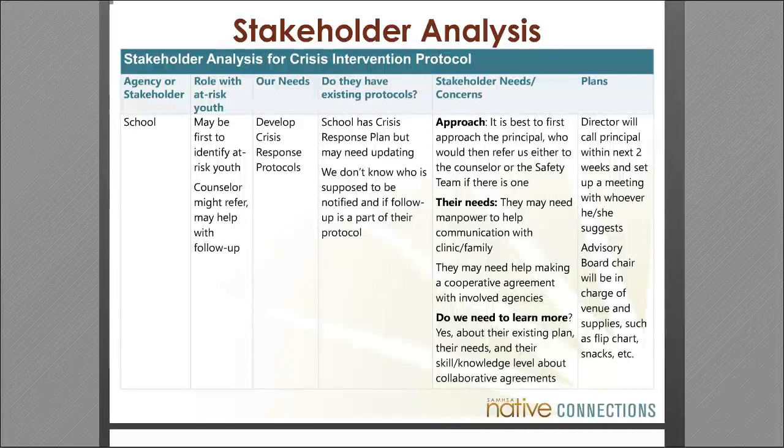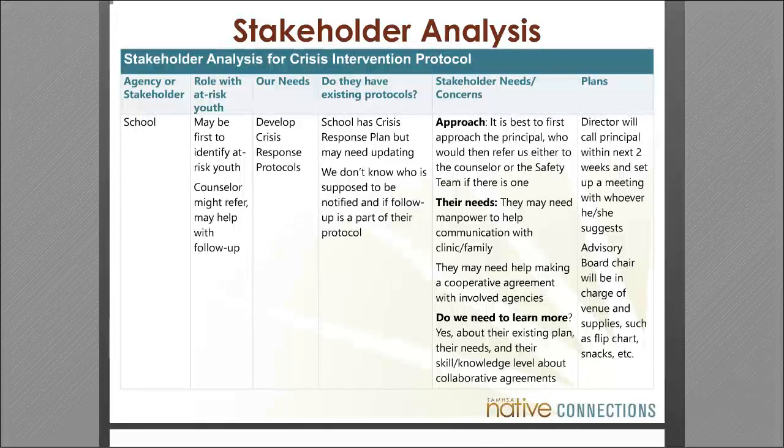And again, you want to find out who has these existing protocols. Does the school have a crisis response plan? Maybe it's outdated. Maybe it needs to be updated. Maybe you don't know who's supposed to be notified. Maybe when they update their plan, it needs more specifics about who's going to be notified, and what steps or what part of the process different programs or people will be part of. And again, also your needs, your concerns, really think about who it is at the school that you're going to approach first.